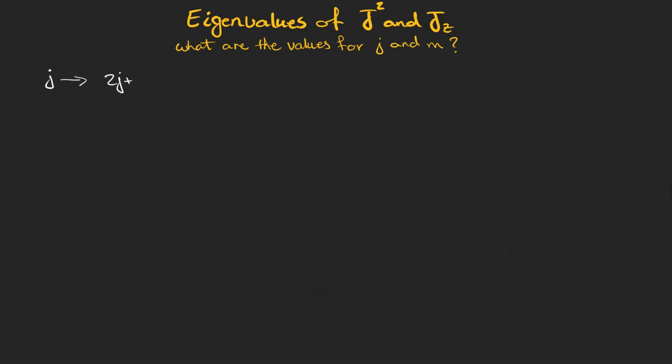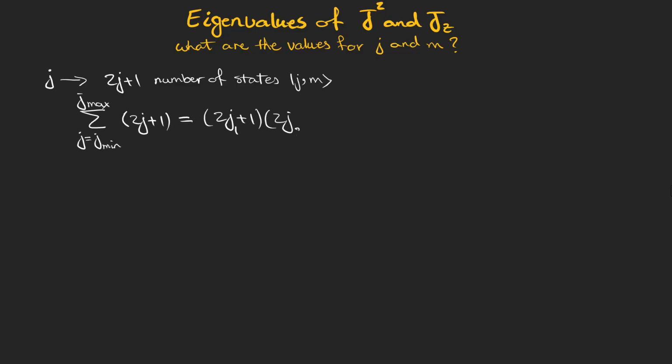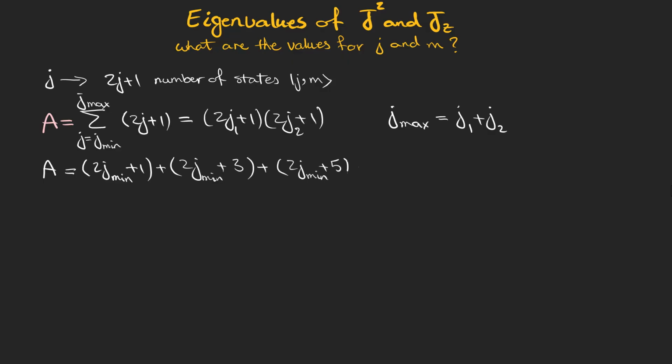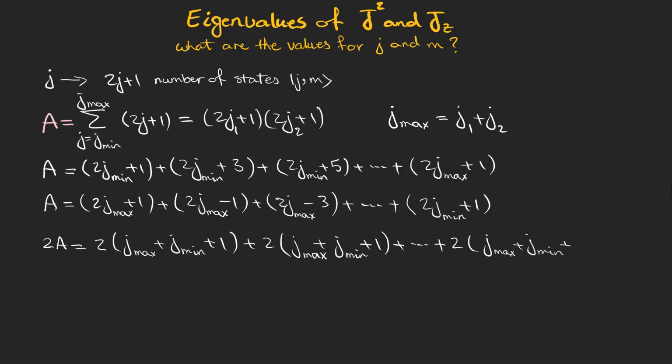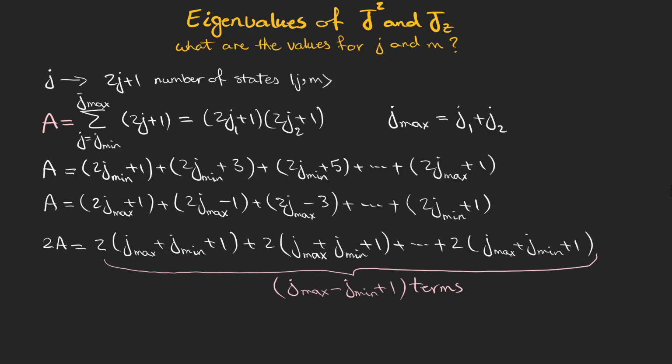We know that for each j, we have 2j plus 1 number of states. So to find the number of all the states for j, we must sum over 2j plus 1 from jmin to jmax. Earlier we learned that jmax is j1 plus j2. Let's call the sum a. We can write this sum starting from the bottom once, and also we can write it starting from the top and going down. If we add the two expressions, we get a number of terms which are all equal. In fact, we have jmax minus jmin plus 1 terms.